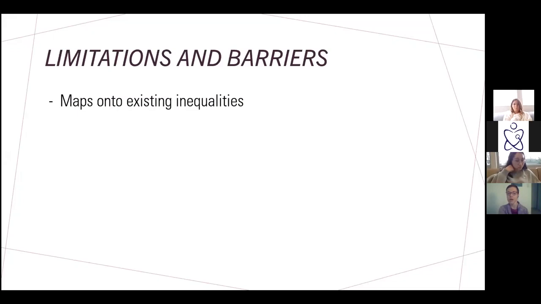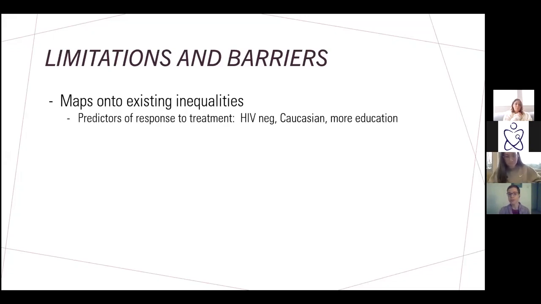and it really hasn't been otherwise available. So I think one problem, although I don't think that this is the reason that it's not available, is that it does map onto existing inequalities. So the people who did best in these trials were HIV negative, Caucasian, more education. I think, again, not surprising, but it does risk not necessarily being the most effective intervention for communities that might be hit the hardest.